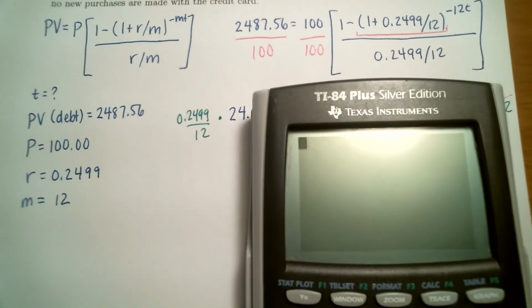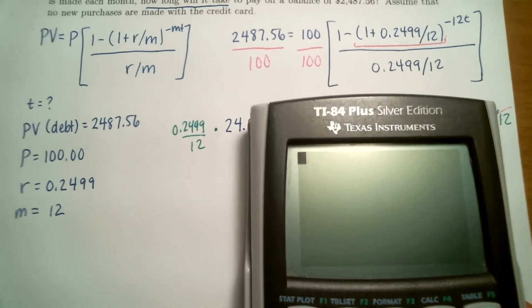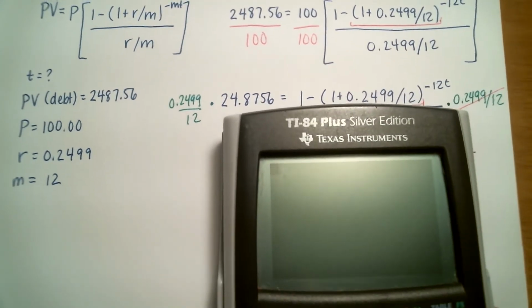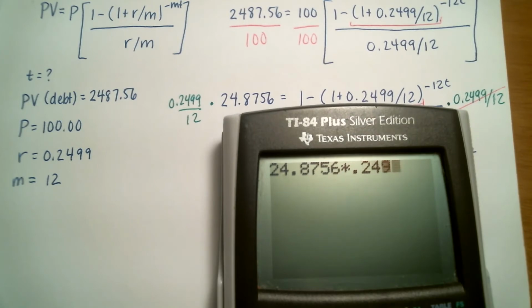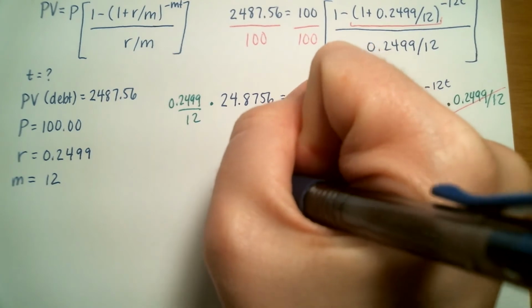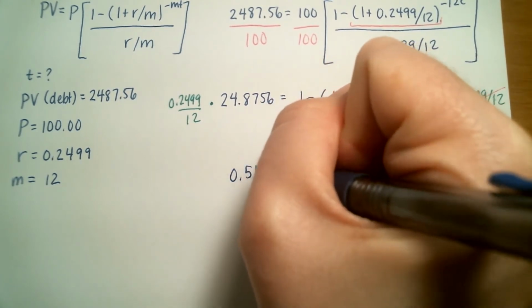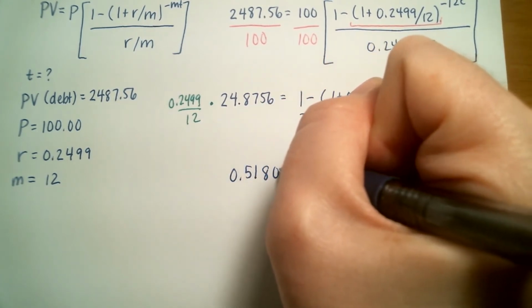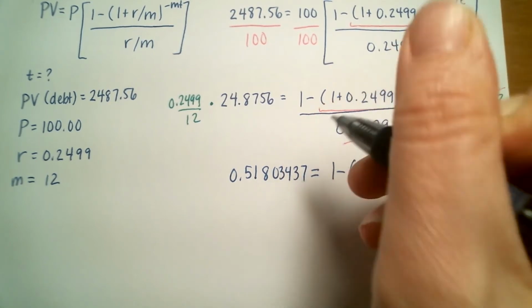So let's see, we're going to have 24.8756 times r over m. So this is what is on the left side. I'm going to go ahead and write that entire decimal expansion here. All right, so there we are.